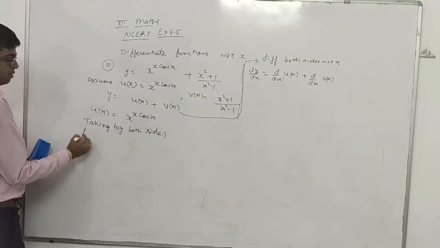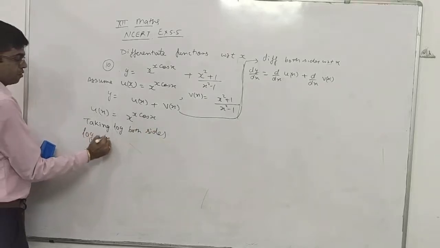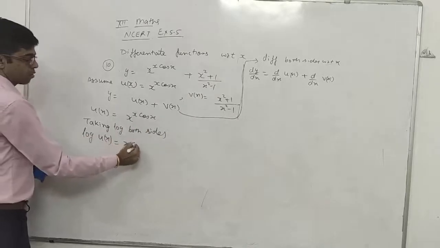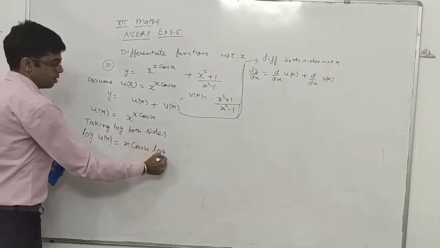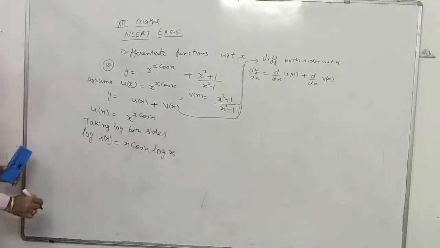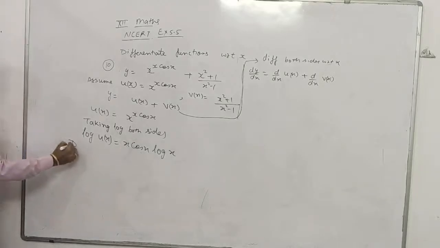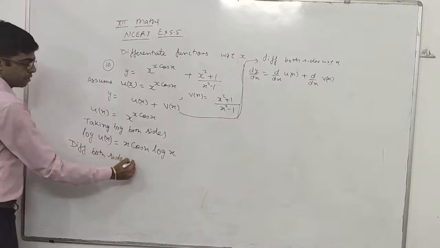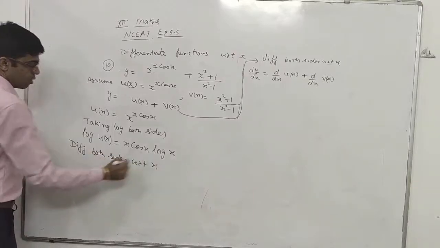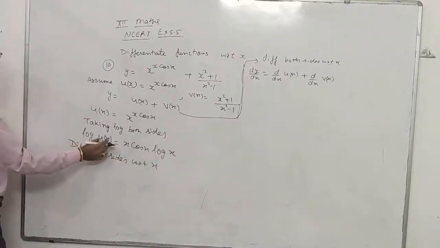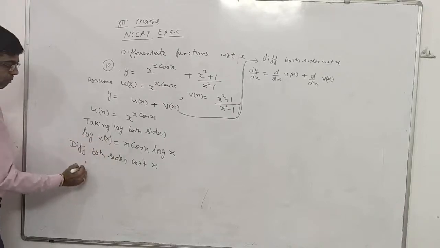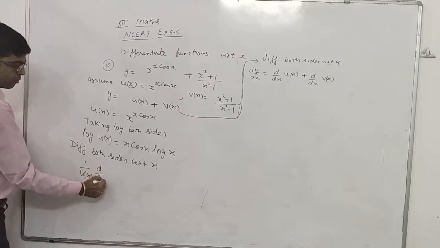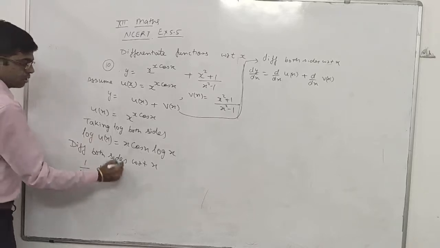Log of u(x). So this power will come outside: x cos x log x. Now differentiating both sides with respect to x. Whatever function is coming with log, it will go in the denominator. Then dy/dx of u(x).